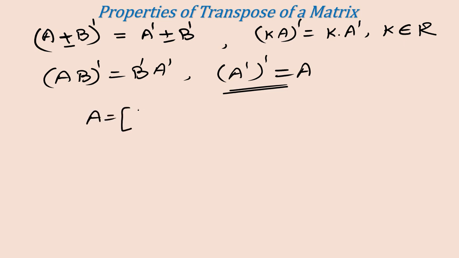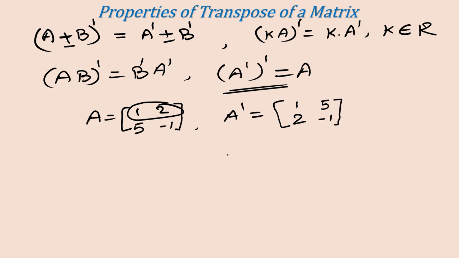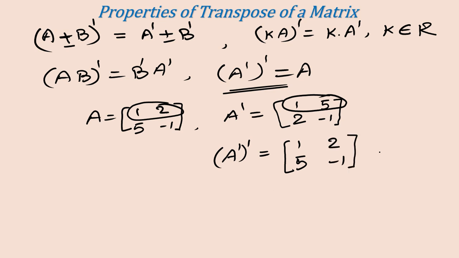Suppose A is equal to 1, 2, 5, -1. Then what will A transpose be? 1, 2 is the first row, so it will be converted into the first column. Then 5, -1 is the second row, so it will be the second column. And if you find its transpose again, what will you get? This is the first row now, so it will be converted into the first column, and then the second row will be converted into the second column. So you can see here, we got A again. So we got the result that A transpose whole transpose is equal to A. Like this you can verify any property, but this was the easiest one, so I verified it here. We will see how to use these properties in the questions.